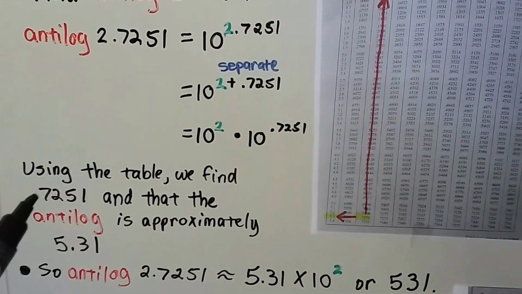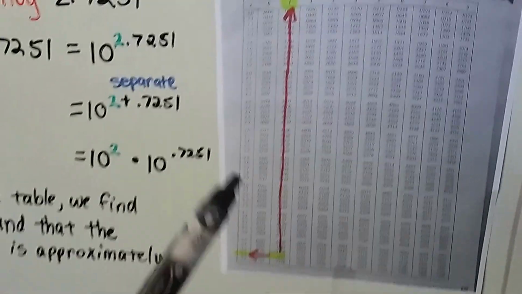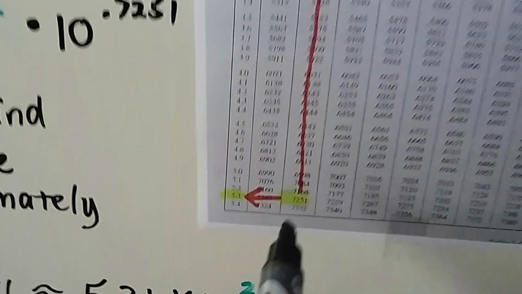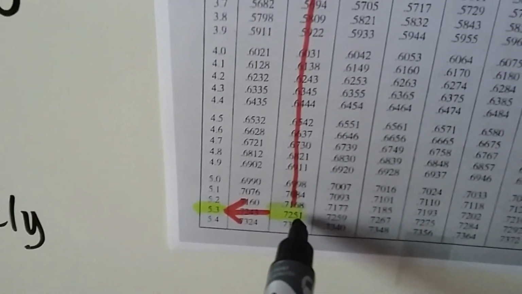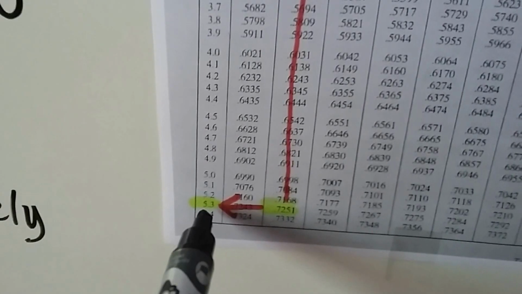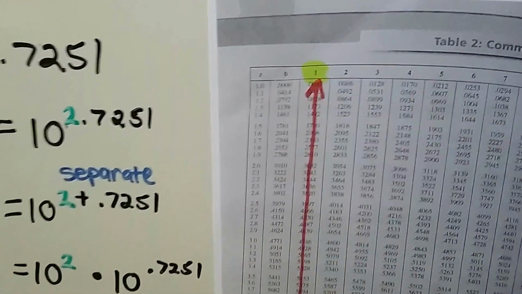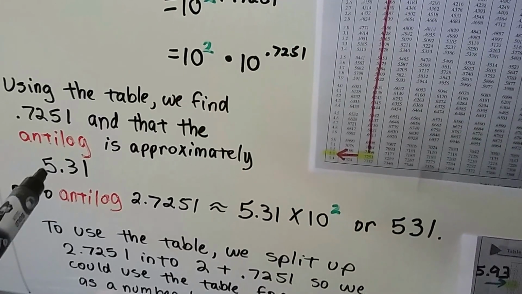Using the table, we find 0.7251. So we look around this whole table and we find it right here. And then we move this way and find it's 5.3. And we go all the way up and see it's a 1. So we know it's 5.31.